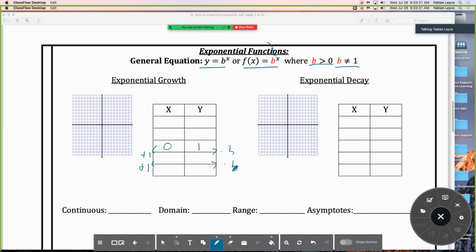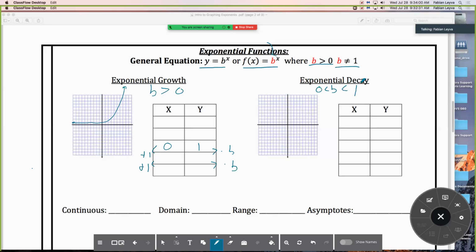Now, keep in mind that if that b is greater than 1, so if it's 2, 3, 1.5, you're going to have something that's called an exponential growth, because since you're multiplying by something bigger than 1, it's going to keep growing. So that's why we call it exponential growth, and that is what your graph will look like. Now, let's say we have a different situation. Let's say that that b is greater than 0, but less than 1, aka it's a fraction between 0 and 1.